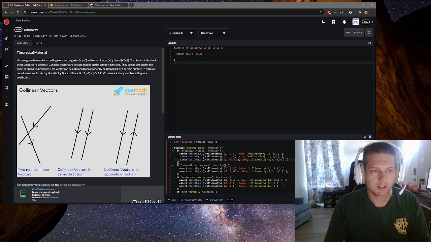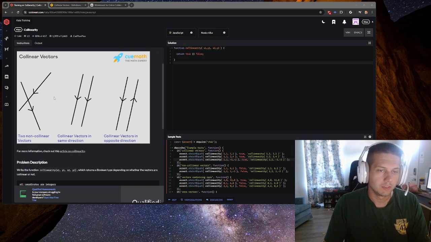They can be directed in the same or opposite directions, and one vector can be obtained from another by multiplying it by a certain number. In terms of coordinates, vectors x1, y1 and x2, y2 are collinear if x1, y1 equals k times x2 and k times y2, where k is any number acting as a coefficient. So for example, you can see the graph right here.